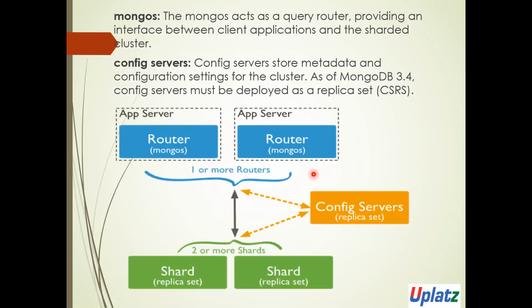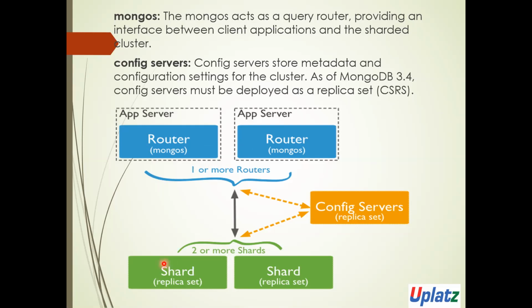So next is mongos. It acts as the interaction between the client application and the sharded cluster. The config servers will store the metadata and configuration settings for the cluster. So this is how it will work. This is our app server. This is mongos.